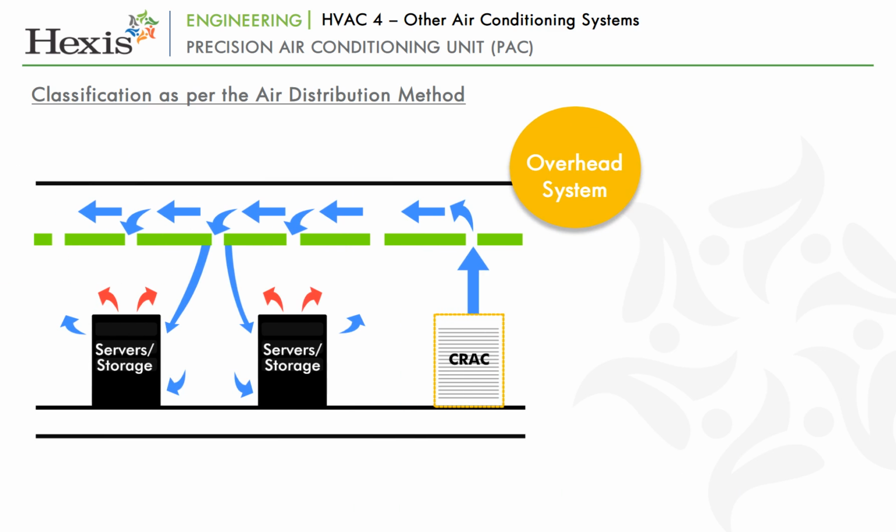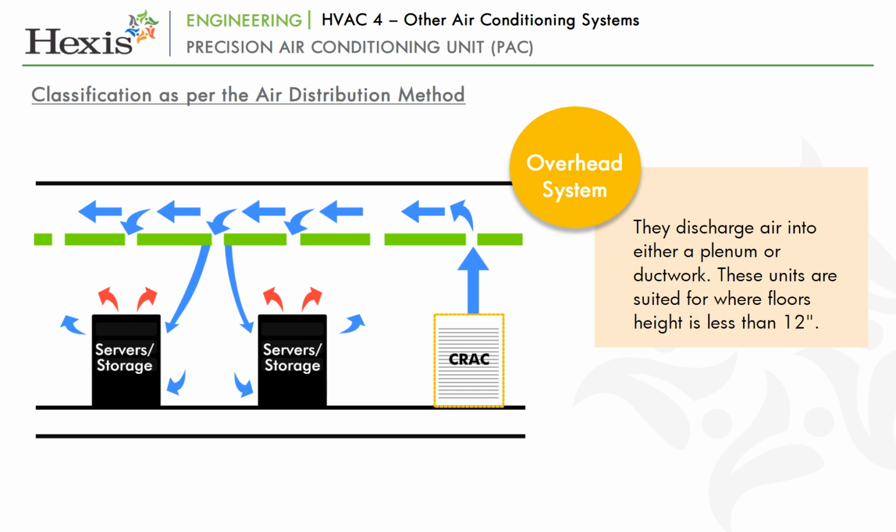Overhead system recommended for small room applications only. Overhead systems discharge air into either a plenum or ductwork. These units are suited for areas where raised floors are less than 12 feet high. The precision air conditioner takes warm room air in through the front of the unit and delivers cool air through a plenum connected to the top of the unit and back down over the equipment.